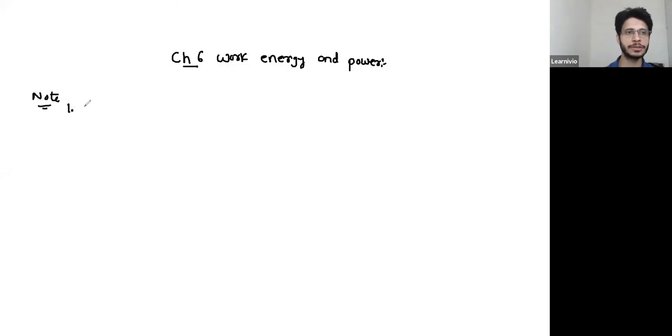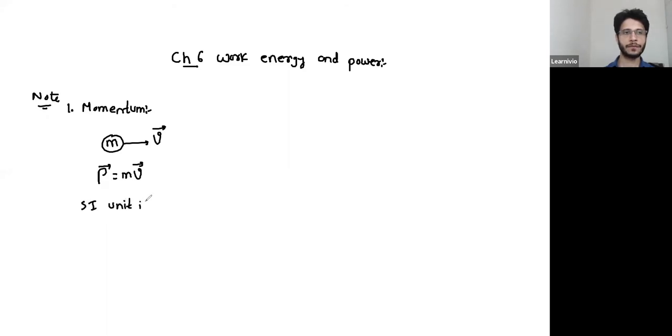The first is the concept of momentum. If you have a body of mass m moving with a velocity v, then the momentum of the body is simply the product of mass and velocity. Its SI unit is kg meter per second. That is momentum.